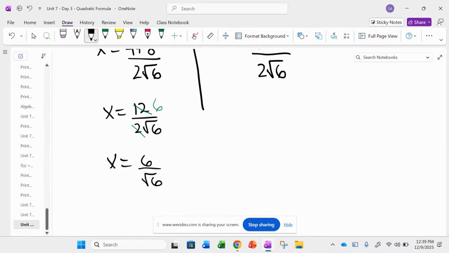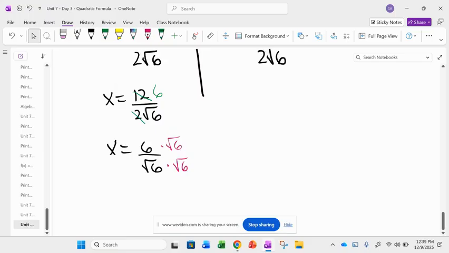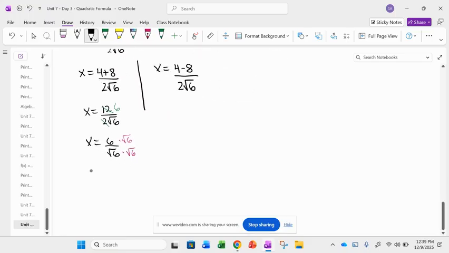What can I do now, or what should I do now at this point? We have to rationalize, exactly. I have to rationalize, so I multiply top and bottom by √6. So we're going to have x is equal to 6 √6 over 6. What happens with the 6's? Cancel. So we just get x equals √6 as one answer.